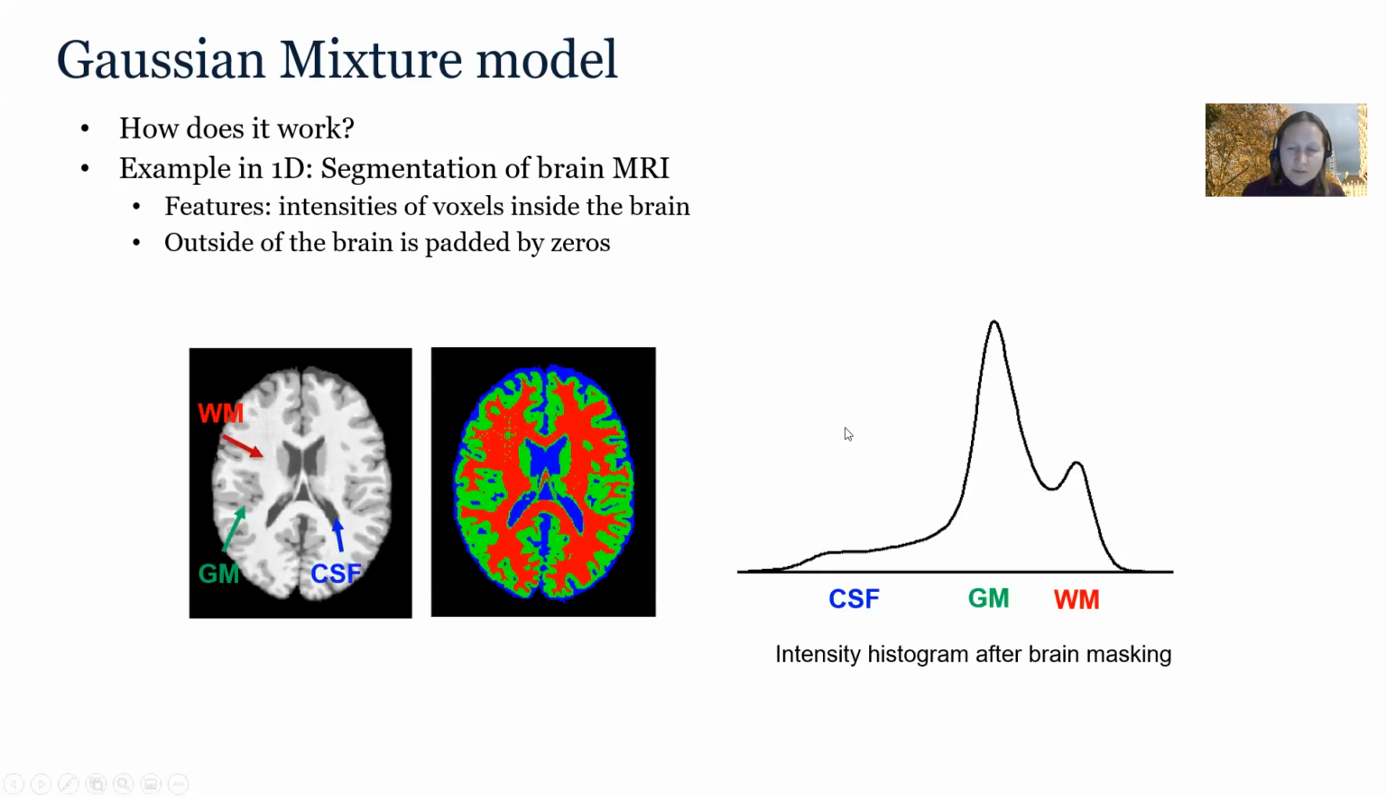And if you look at the histogram of this image, we can see that it has three nice peaks, and these peaks correspond to three tissues. The darkest one is cerebrospinal fluid, then the middle one is gray matter, and the brightest one is white matter. And this is the corresponding segmentation or clustering result.